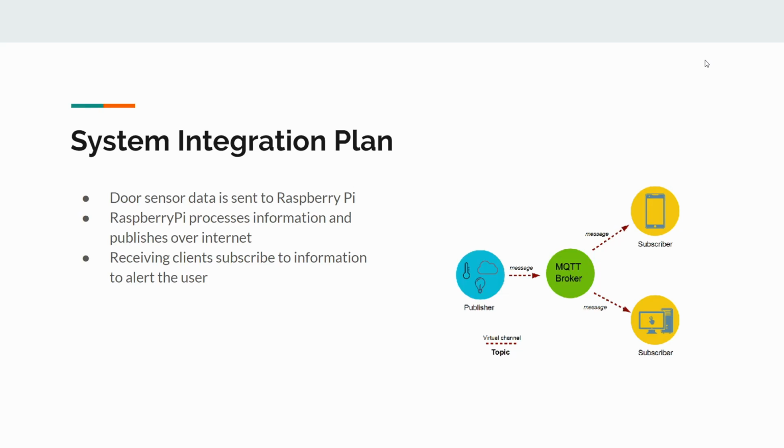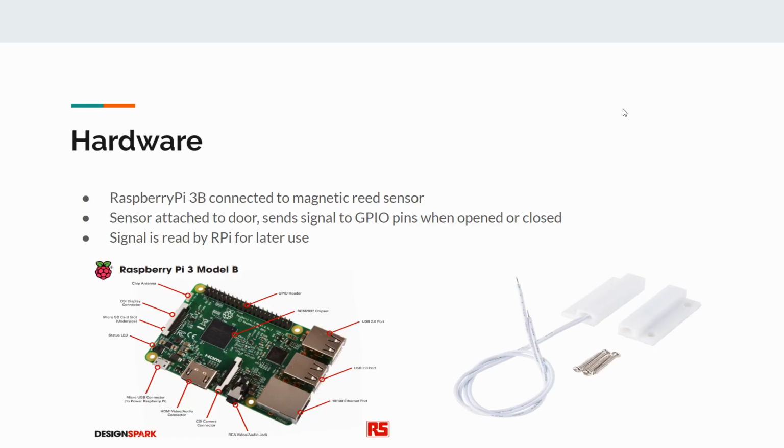For our system integration, to have communication from the door sensor to the Discord bot, first the data from the door sensor is sent to the Raspberry Pi. Next, the Pi publishes the information to a laptop subscriber, and finally the laptop communicates the information to Discord, and Discord will communicate to users.